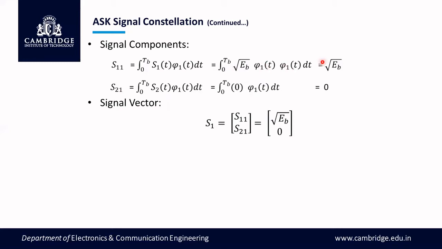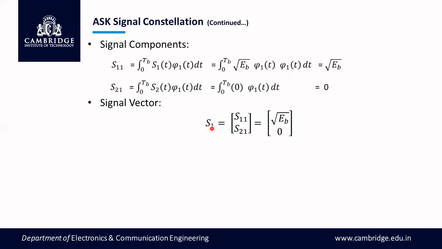So 1 multiplied by root EB, and 0 multiplied by phi1 of t. The multiplication and integration device is called a correlator. So root EB and 0, as I already told, are the signal components representing these two different symbols. So they are put in the form of a vector.